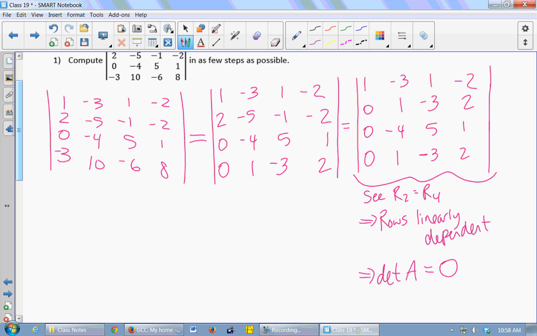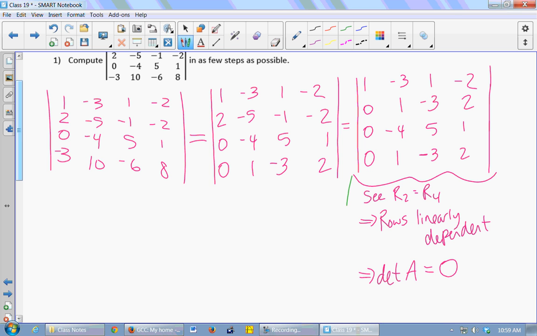Yep. Because row 2 is equal to row 4, so you can write row 2 as a linear combination of the other rows. Take the weight of 0 on row 1 and row 3 and a weight of 1 on row 4. So linearly dependent means there is no inverse from the invertible matrix theorem, which means the determinant has to be 0.